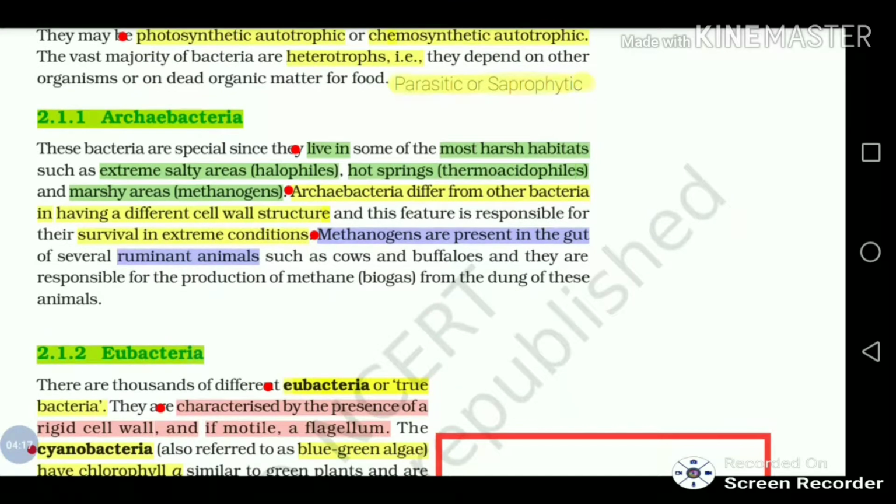The first group that comes under Monera is the Archaebacteria, and these live in the most harsh habitats. Those that are seen in extremely salty areas are the halophiles, in hot springs the thermoacidophiles, and in marshy areas the methanogens. Archaebacteria differ from other bacteria in having a different cell wall structure, and they can survive in extreme conditions. These methanogens are present in the gut of ruminant animals.